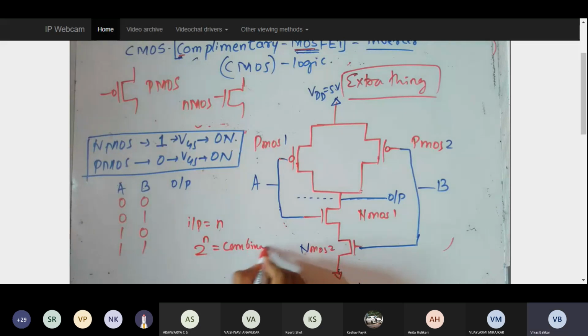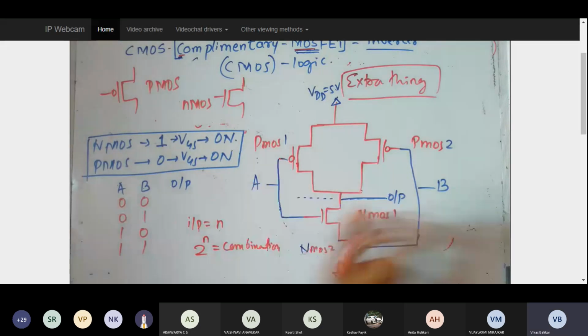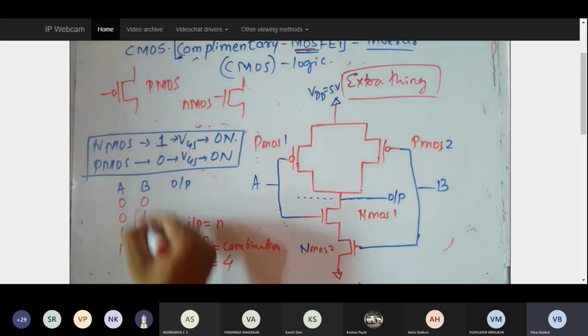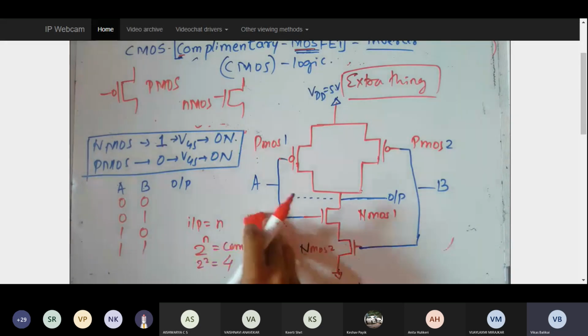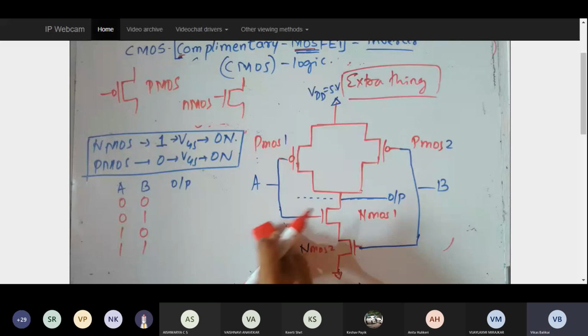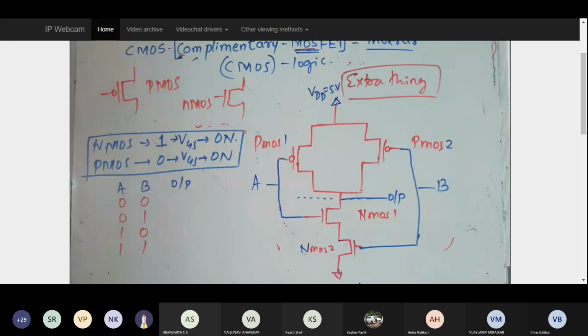Now I have 2 inputs, 2 raised to 2 gives 4. So there are 4 combinations of inputs possible. If I had 3 inputs, 2 raised to 3, there will be 8 combinations. Please remember this; we are going to discuss it in the last module when we talk about digital logic. There's an entire module which talks about this digital logic.